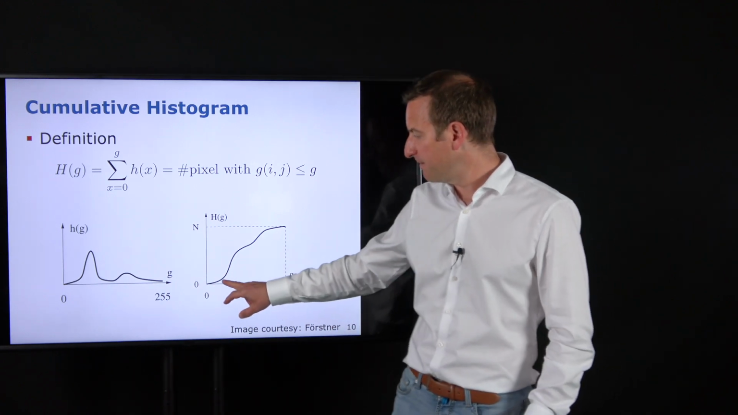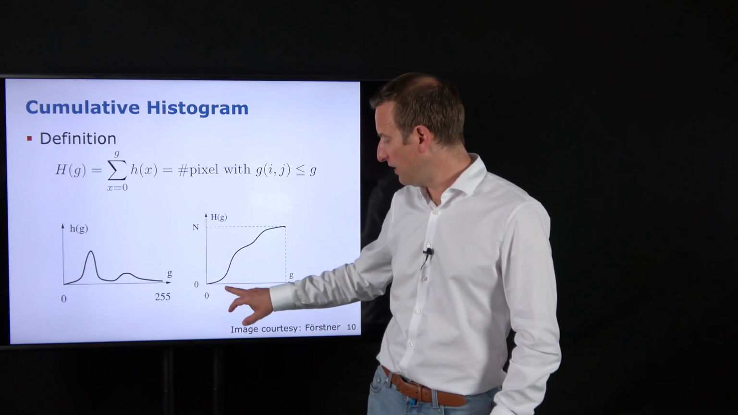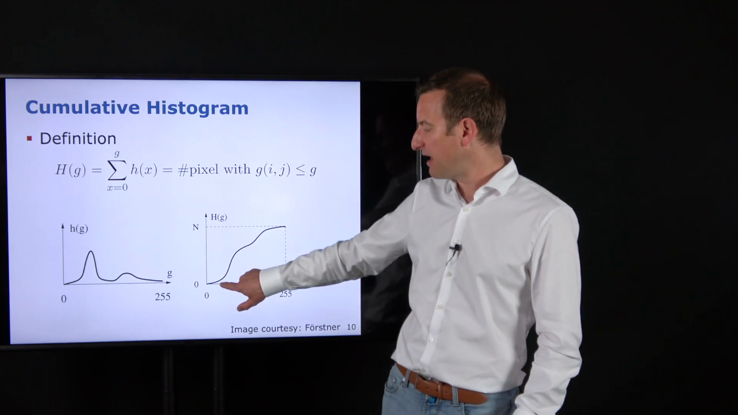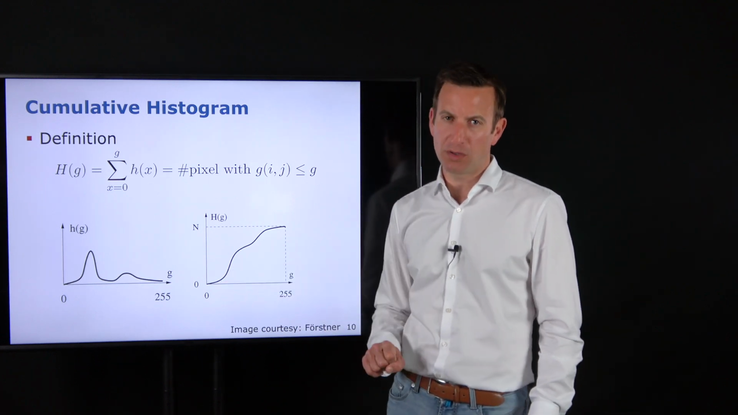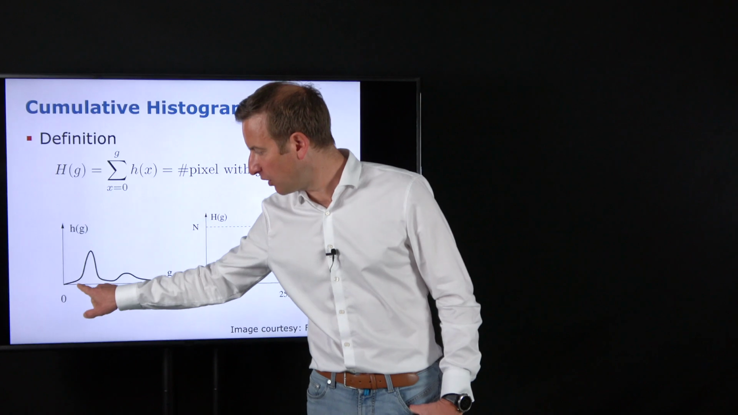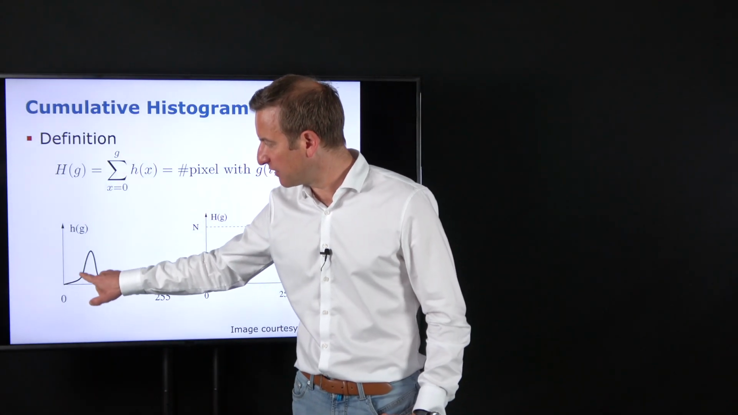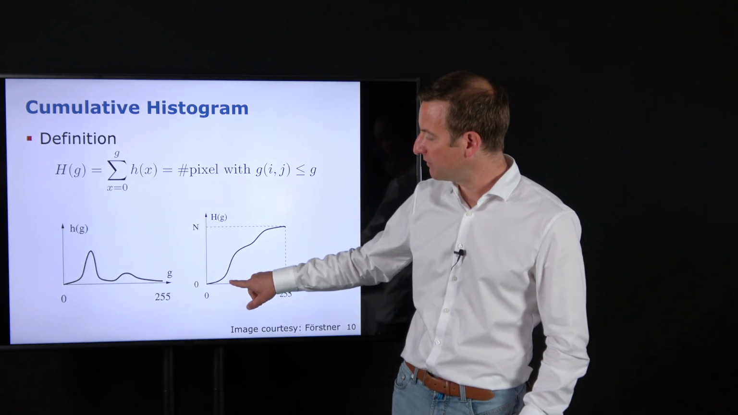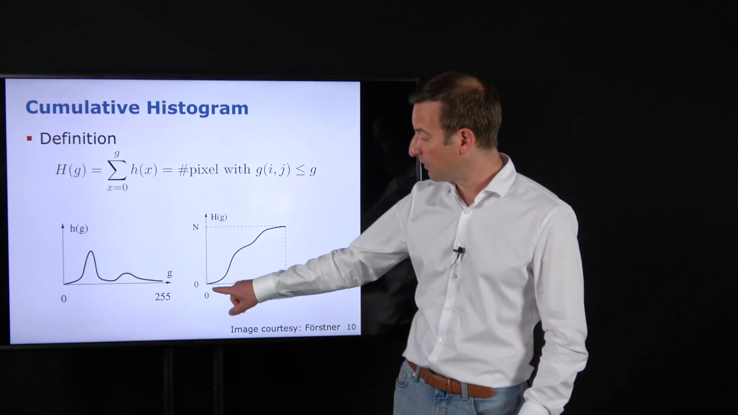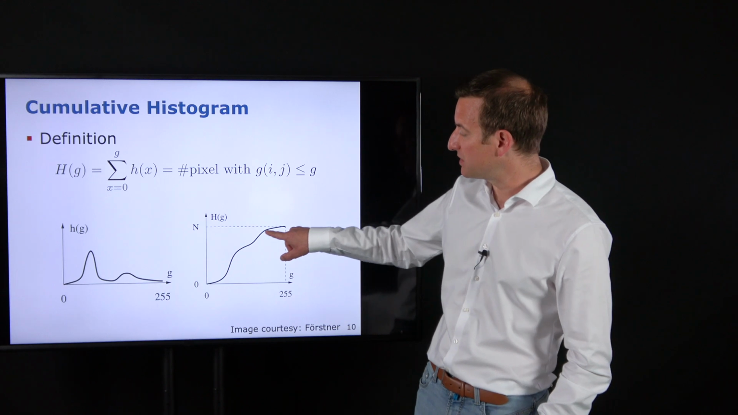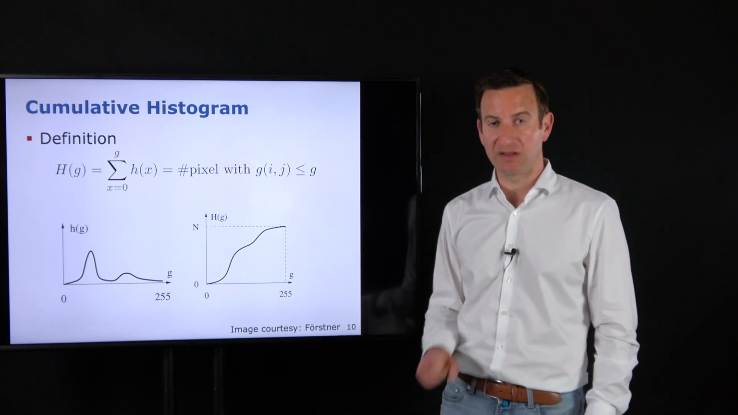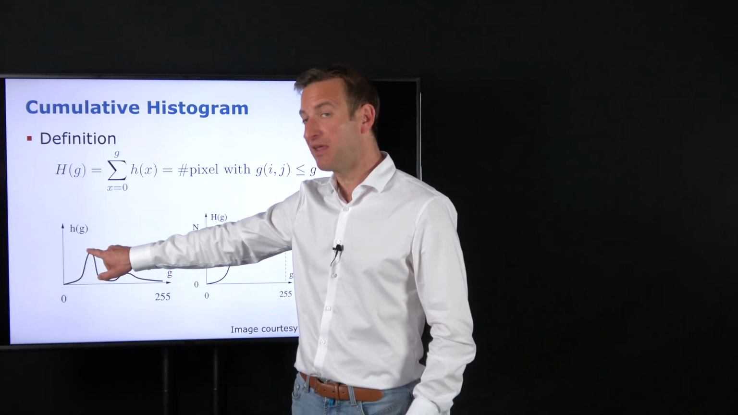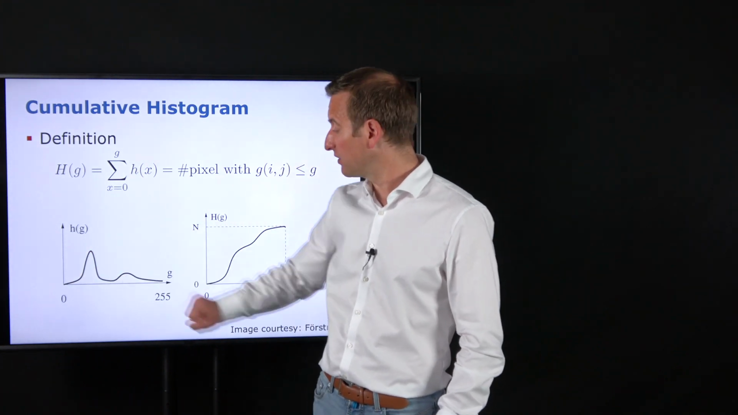And every bin here, every x value, tells me how many pixels have that intensity value or a smaller one. So here it was how many pixels have exactly this intensity value. This was the histogram. And here's which have the intensity value or a smaller one. So this is a function which is monotonically increasing, because I will only add new pixels having higher intensity values when I iterate over this function.